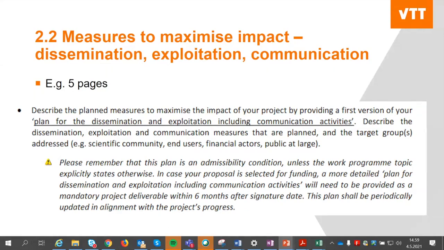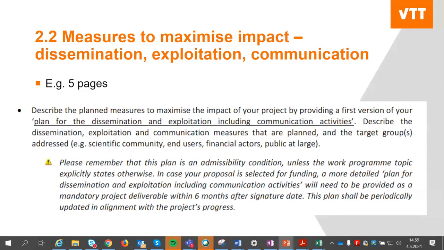And this is again something that was mentioned by Lisa. So this plan is an admissibility condition unless it's said otherwise. And then, of course, if your proposal is successfully selected for funding, then you need to provide a more detailed plan for dissemination and exploitation within 6 months after the signature date. It is also said that this plan shall be periodically updated in alignment with the project progress.